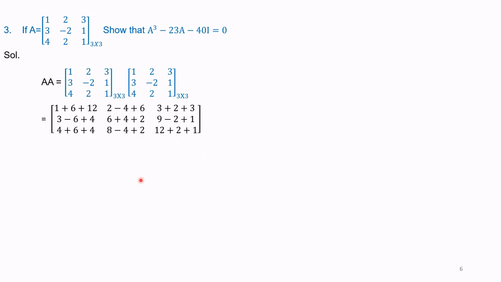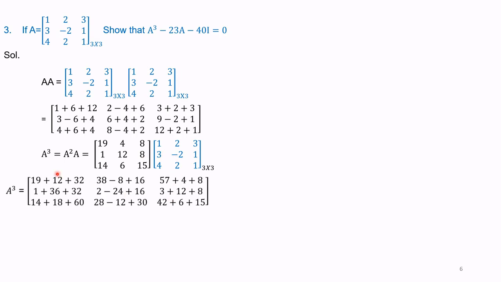So we get A square. And after A square, we have to multiply again with A. So A square is given here after simplification. We get 19, 4, 8, 1, 12, 8, 14, 6 and 15. This is A square given in black color. And in the blue color, we have copied the given matrix A. So it is here. So A square into A.